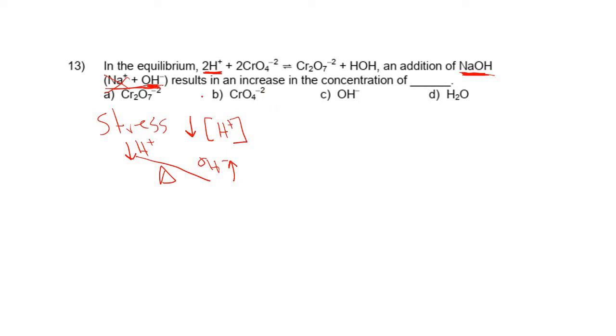So now it's pretty simple. Once we know what the stress is, you want to shift away from what's added and towards what's taken away. So what are we doing? We're taking away H. So we want to shift towards what's taken away, which means we shift left. So what does that mean? Whatever you go towards gets bigger, and whatever you go away from gets smaller. That's it. So what's the answer to number 13?